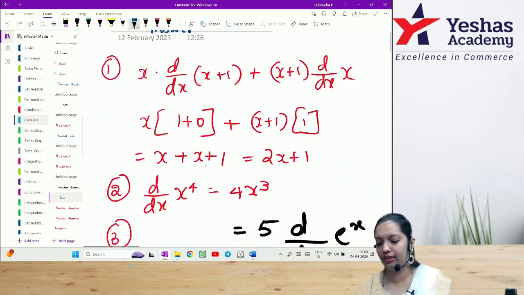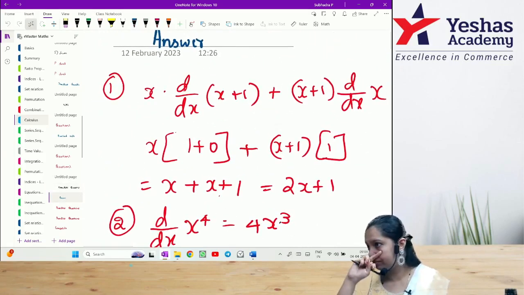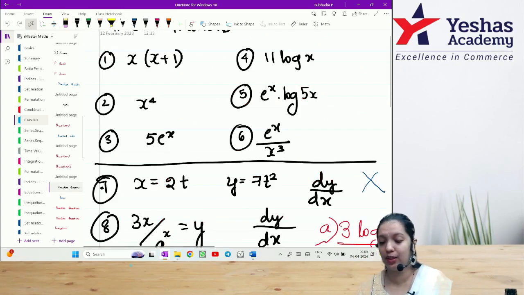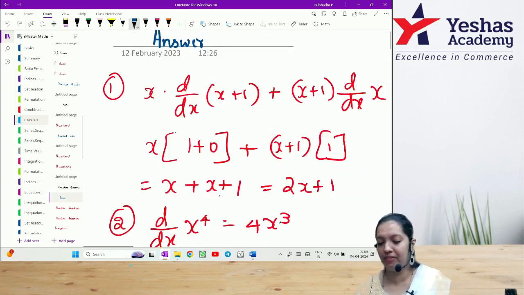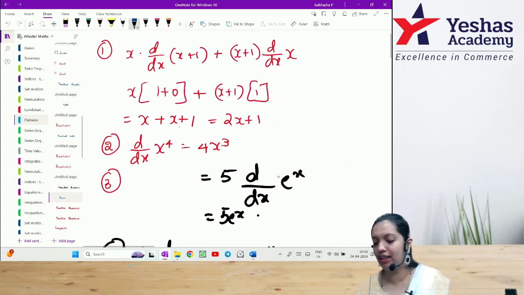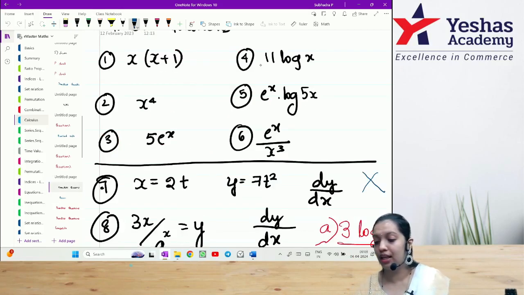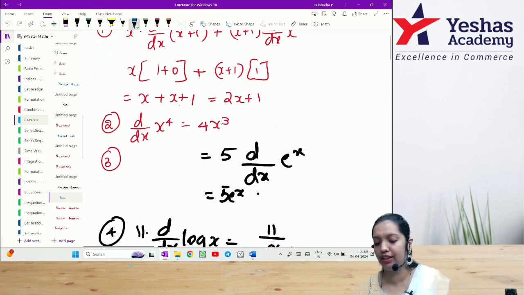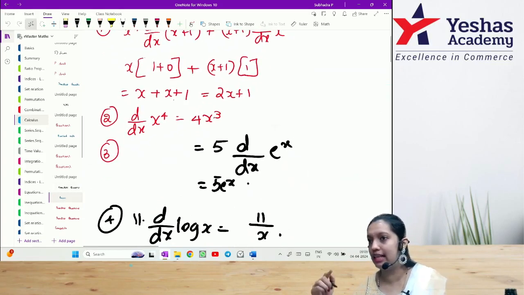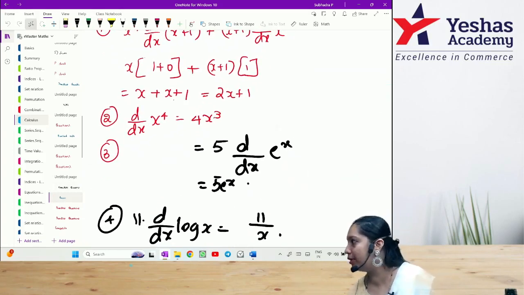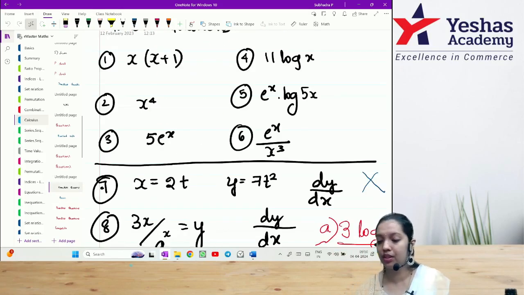Second question: x power 4 gives 4x cube, that is n into x power n minus 1. Third one: 5 into e power x gives 5 into derivative of e power x, which is 5 into e power x. Fourth one: 11 into log x gives 11 into derivative of log x, 11 into 1 by x, so 11 by x.